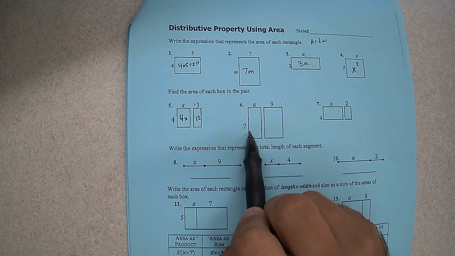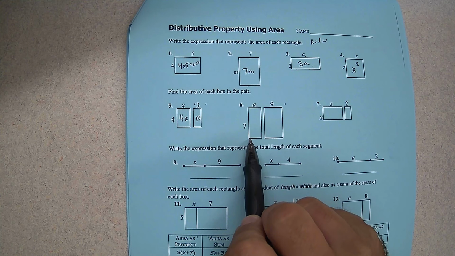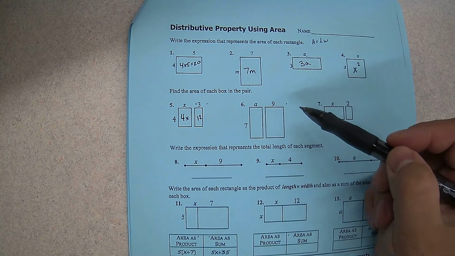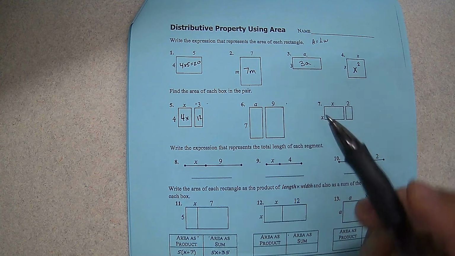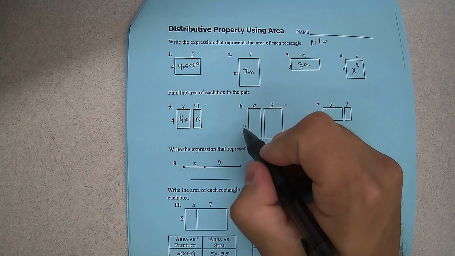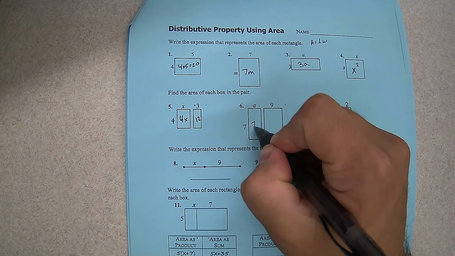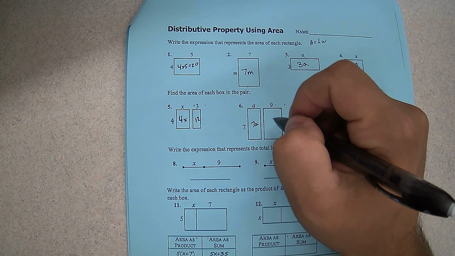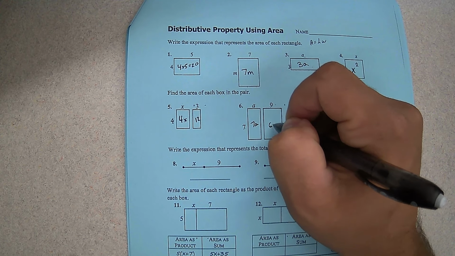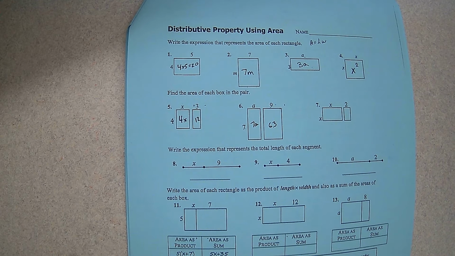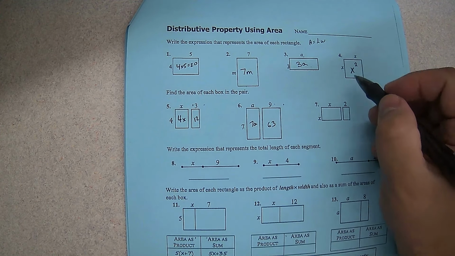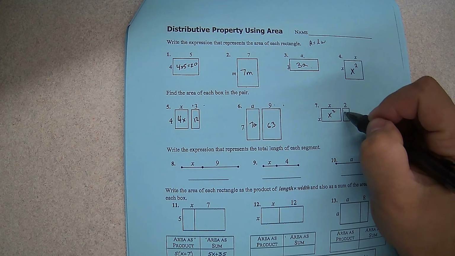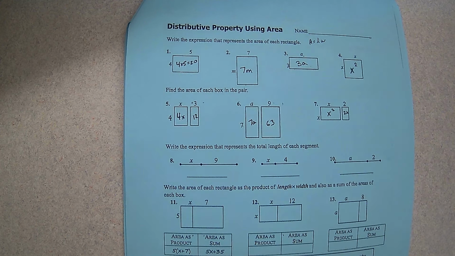This has a length of 7 and a width of a. This has a width of a, but remember again, the width is the same, so it's going to be 7. So 7 times a is going to be 7a, and 7 times 9 is going to be 63. x by x, remember we just did that one. That's going to be our x squared. And x by 2 is 2x.